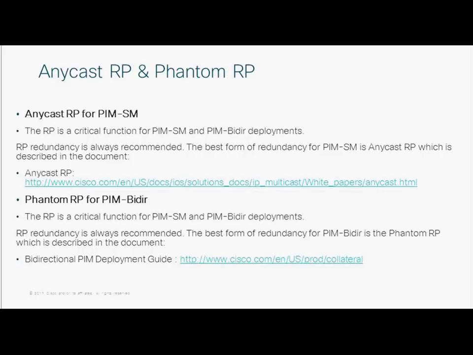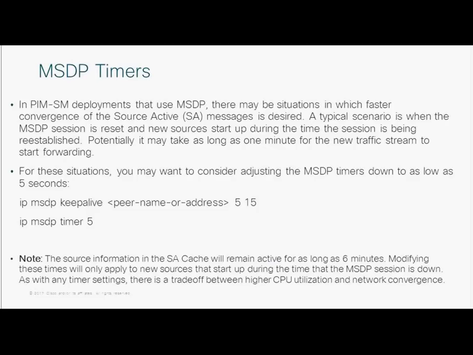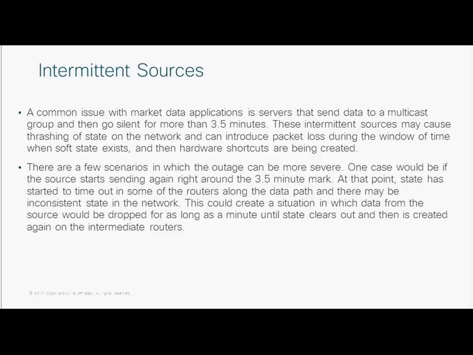And we have the phantom RP for PIM bidirectional. PIM bidirectional doesn't really need an RP. We can define an RP, but because the traffic will flow from the source to the receiver, the RP is not really existing. And we can also set timers for MSDP. As I mentioned before, please be careful with the timers. Every time we change timers in order to keep an adjacency, we could impact the CPU. Now, the problems for intermittent sources.